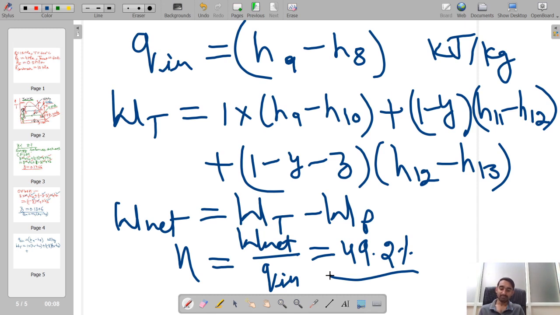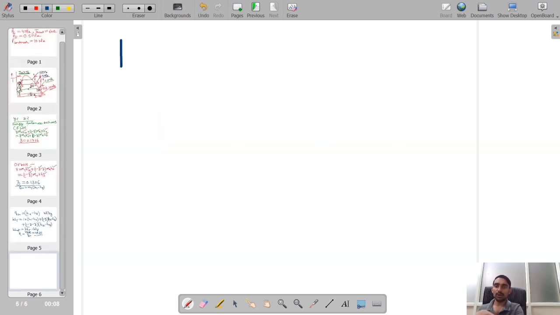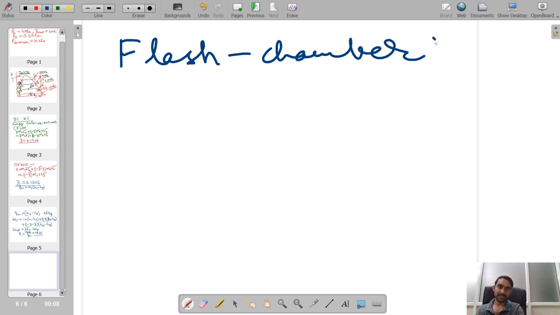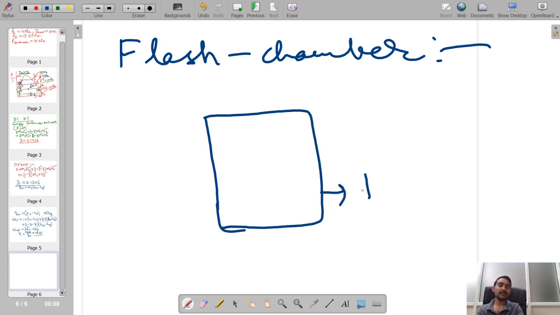Okay. Now let me discuss the second problem, but before going to the second problem, I just want to introduce one small component. That small component is known as a flash chamber. The second example I have taken includes the formulation using a flash chamber. So let me first introduce what a flash chamber is. A flash chamber is nothing but a device. It is a tank, and before the tank we have some expansion device.